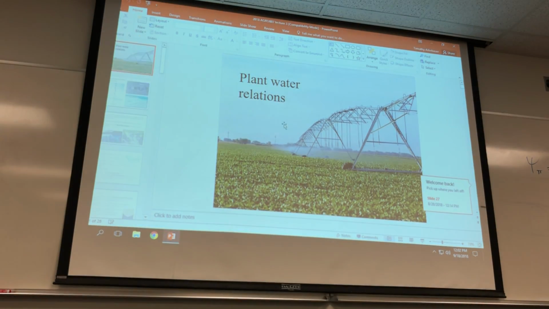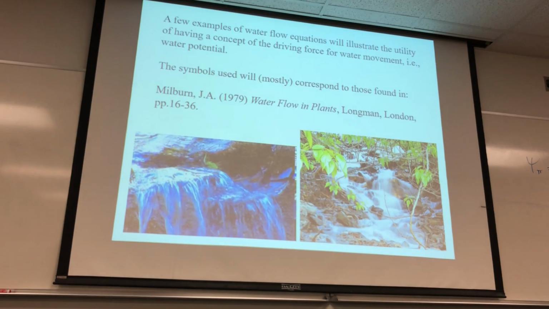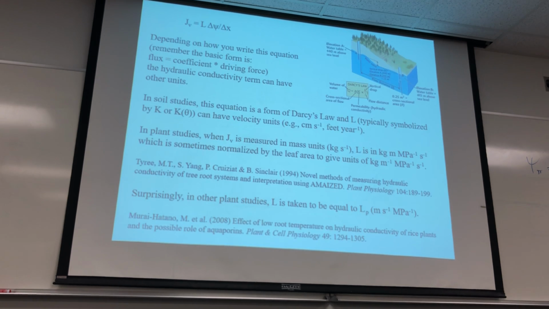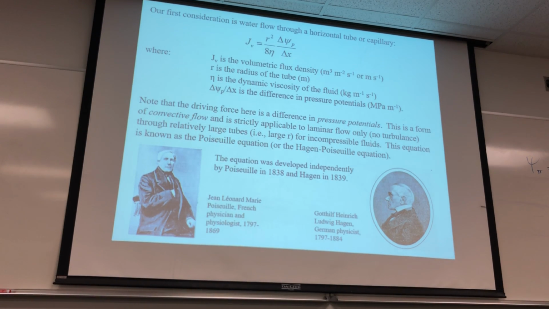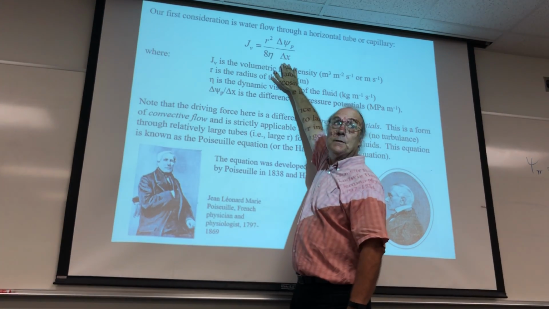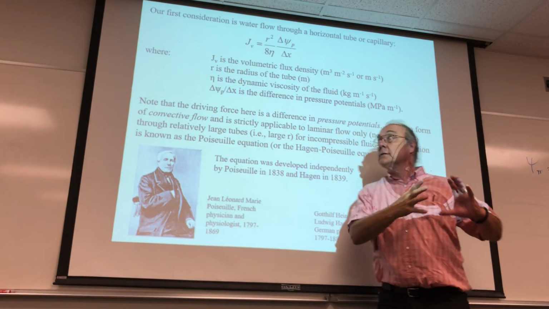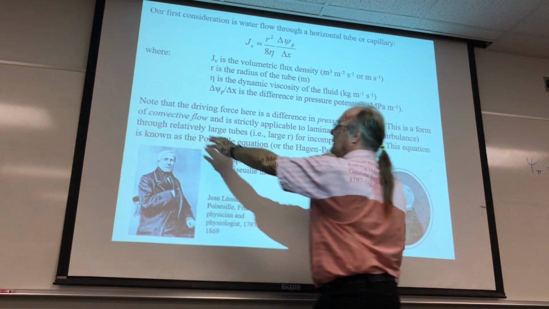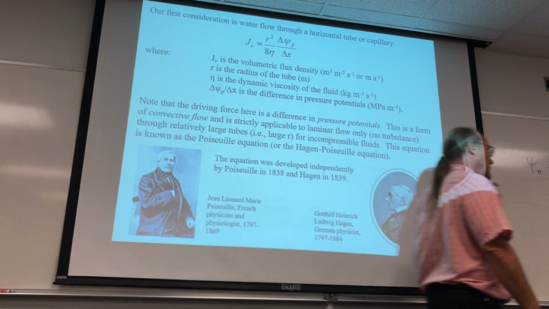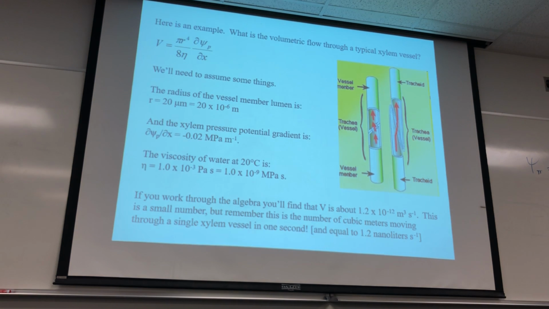Can we get to this? What's important here? Well, we've talked about this: water flowing through a tube. In this equation the driving force is the gradient in pressure potential. The difference in pressure potential causes that convective flow or mass flow. And we can write this.